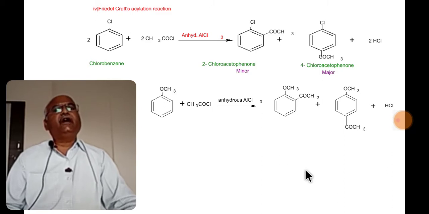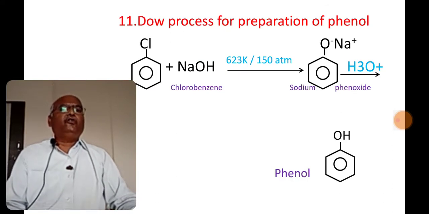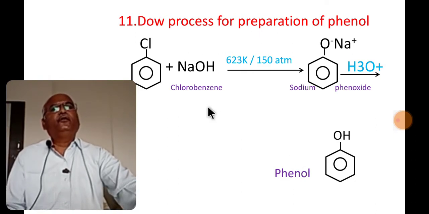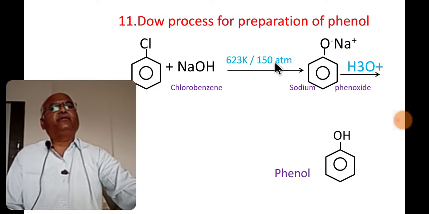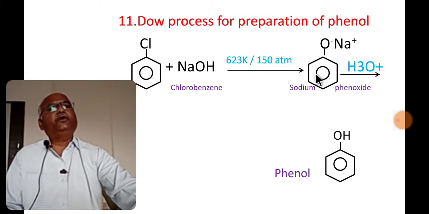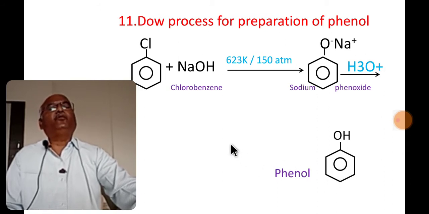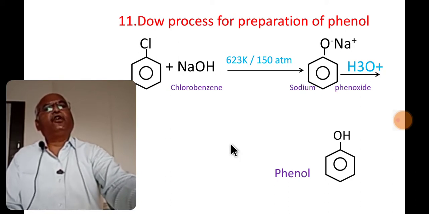Similar reaction you had studied in 11th class. Next reaction, Dow's process for preparation of phenol. Chlorobenzene, when treated with sodium hydroxide at 623 Kelvin and 150 atmospheric pressure, gives sodium phenoxide. This sodium phenoxide on acid hydrolysis gives phenol. Again, the question is important for 1 or 2 marks. Explain Dow's process for the preparation of phenol.